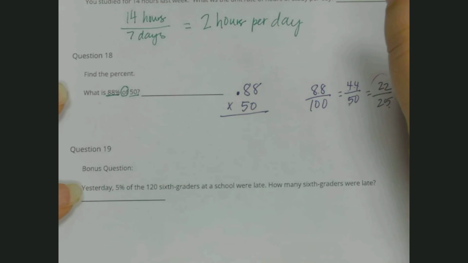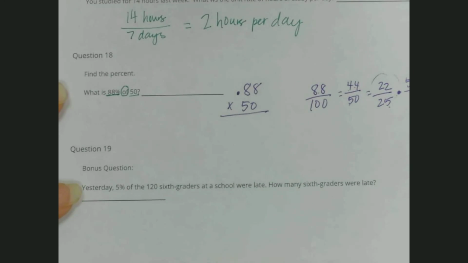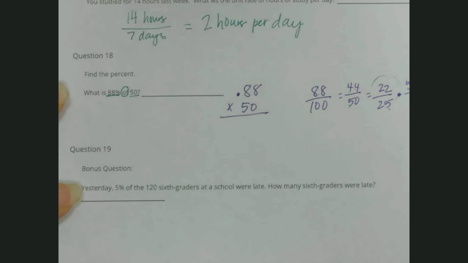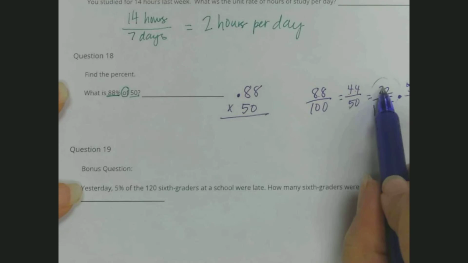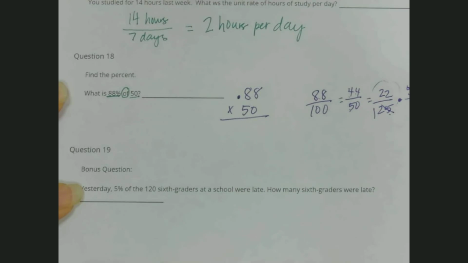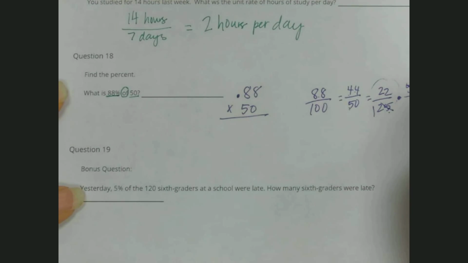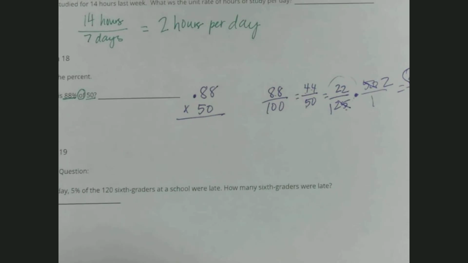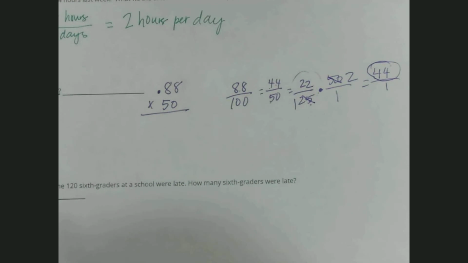And then I would multiply that by 50 over 1. Okay? So, I know that 25 goes into 50 twice. So I'm going to cross simplify those. And 22 times 2, that equals 44. So this would be 44 over 1. So I'm getting 88% of 50 is 44. Sorry, you couldn't see that.